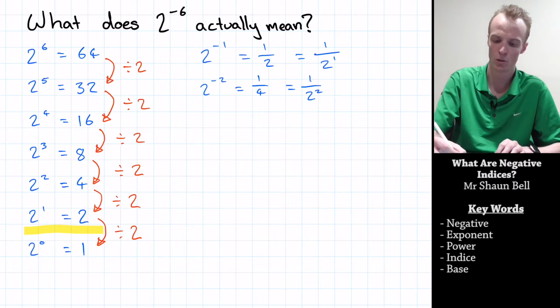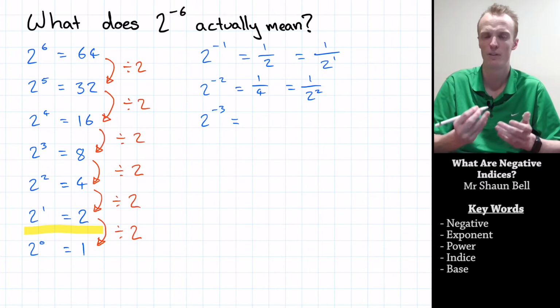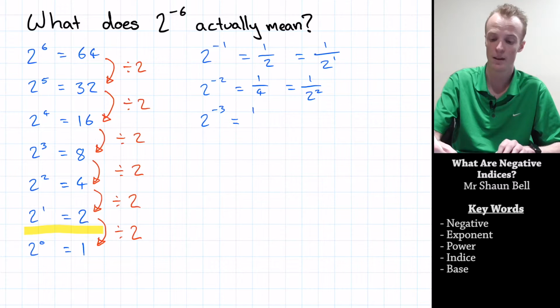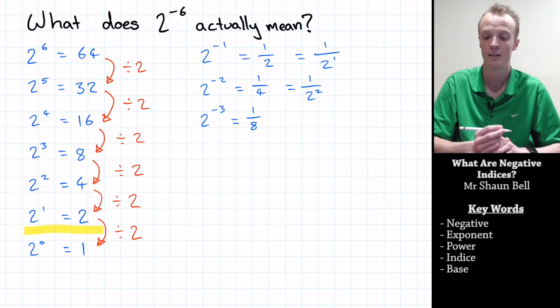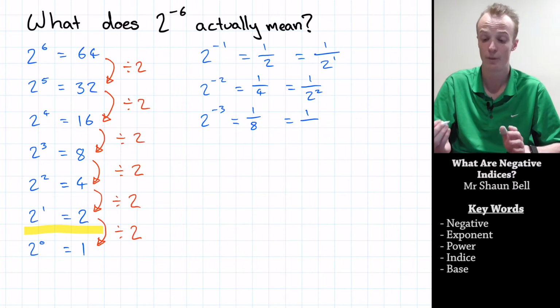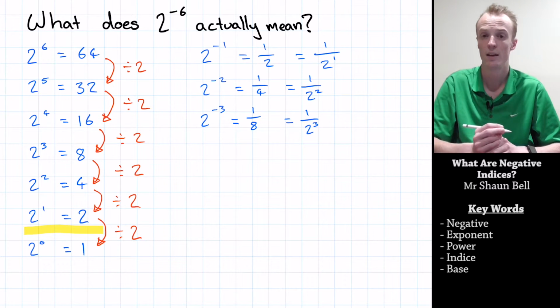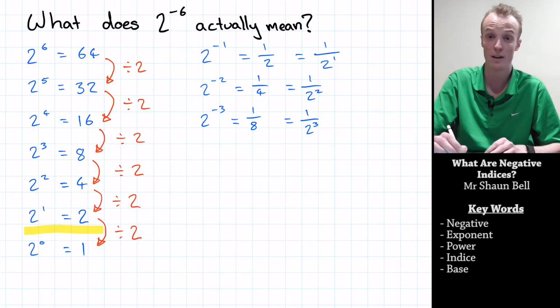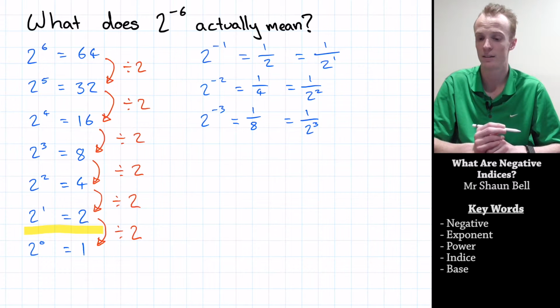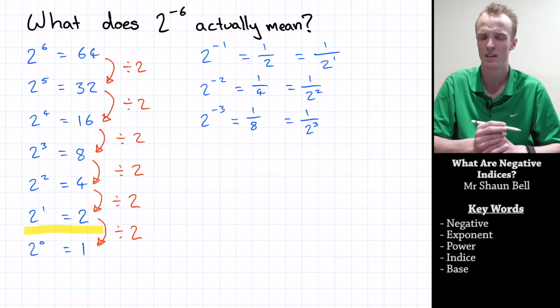Well, what about 2 to the power of negative 3? Well, that is going to be half of a quarter, which is going to be equal to 1 over 8. But we know that 8 is equal to 2 to the power of 3. So that's the same as saying 1 over 2 to the power of 3 here. And I'm starting to see a pattern occurring here, that every time I've got a number raised to a negative index, it's equal to 1 divided by the same base to the positive of that index.